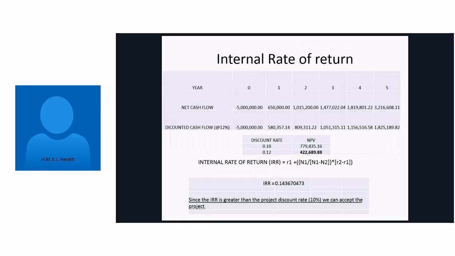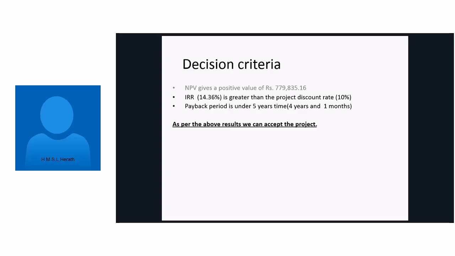Then finally for the IRR, I got 0.14. It's 14.36%, which is greater than the project discount rate of 10%. So IRR is also good to accept this project. My decision criteria: as NPV gives a positive value, IRR is greater than the project discount rate, and the payback period is under 5 years, at 4 years and 1 month, as per the above results I think our existing firm can accept this project.